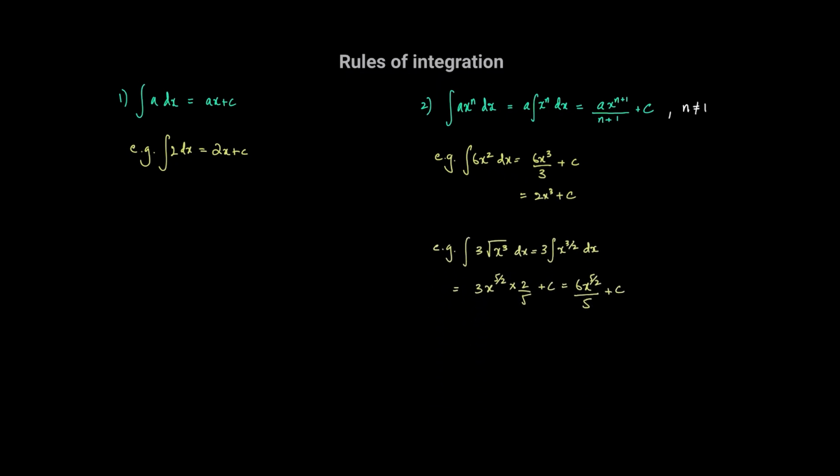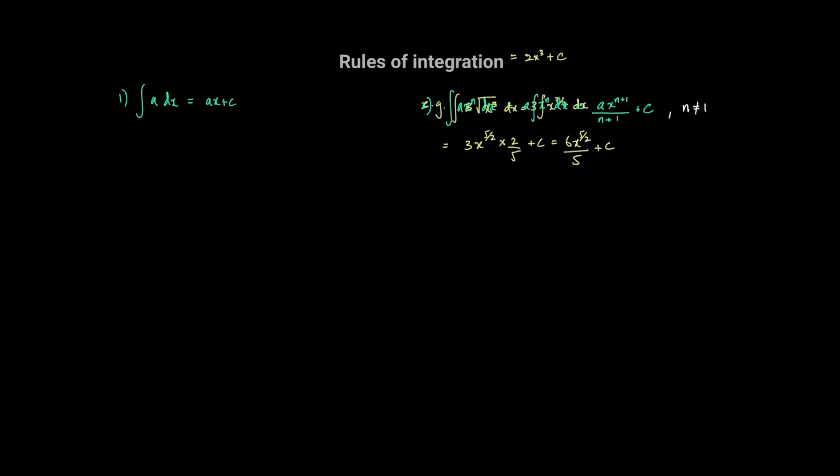Here we have another example. We have to integrate 3 times the square root of x cubed with respect to x. Here we can see that 3 is simply a constant coefficient, so we can factor that out. And the square root of x to the power of 3 is simply x to the power of 3 over 2. So if we integrate x to the power of 3 over 2 with respect to x, again we increase the power by 1, so 3 over 2 plus 1 is 5 over 2, and we divide by the new power, so we divide by 5 over 2, that's the same as multiplying by 2 over 5, plus c, that's the constant of integration. So our integral is 6x to the power of 5 over 2 divided by 5 plus c.